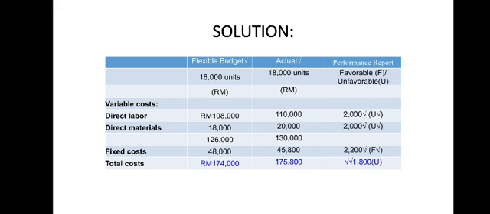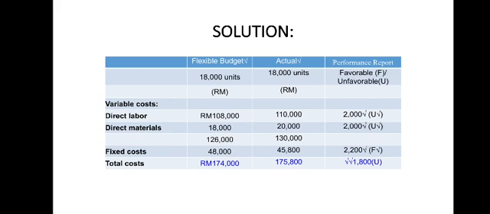And then for the total cost, you have to do the same thing. You have to compare the difference, or calculate the difference. In this situation, the difference is 175,800 minus 174,000. So the difference is 1,800. The situation is unfavorable because the total actual cost is higher than the total budgeted cost. So the situation is unfavorable.